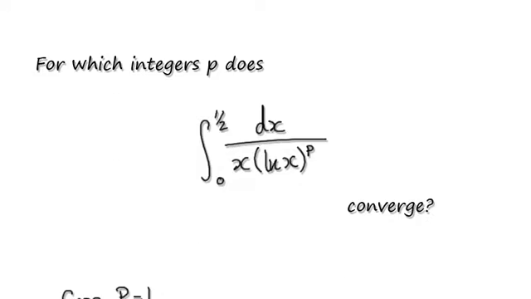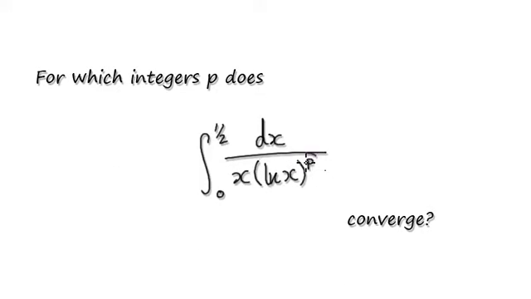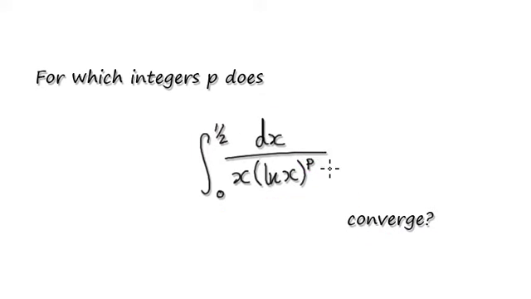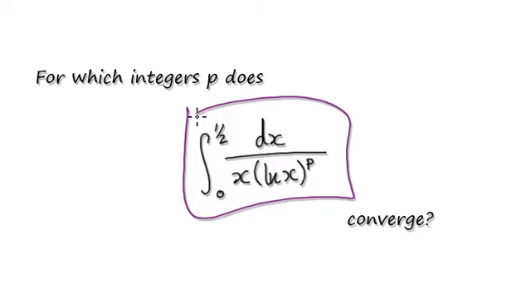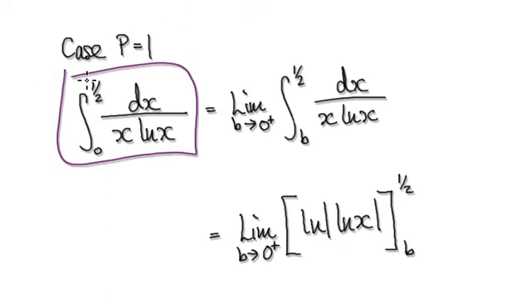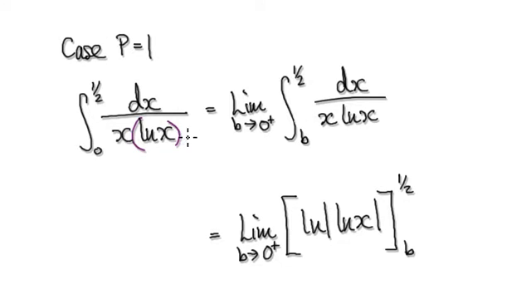So following on from the previous video, we've got to find values of p in such a way that this whole integral will converge. So now let's look at the special case where p equals 1. When p equals 1, this whole thing here will become this. So this is like to the power of 1 here.